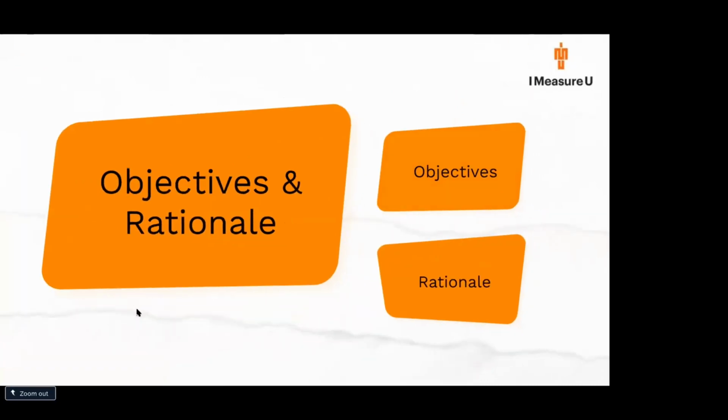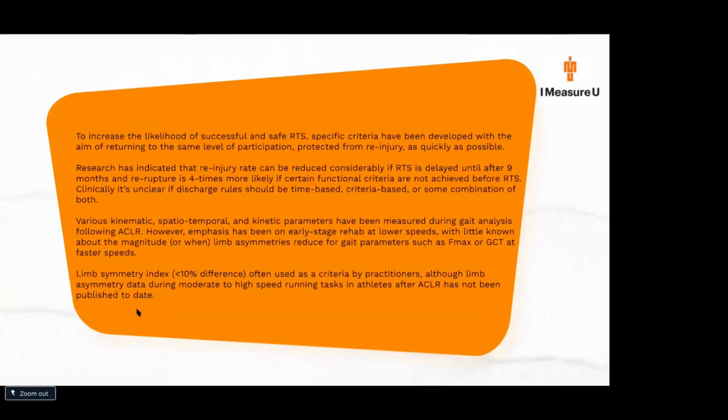In terms of the rationale behind the paper, and apologies for the wordiness of this, they set the scene by going over the reasons why return to sport criteria have been put in place, with the aim of returning the athletes to the same level of participation as they were previously, protecting from re-injury, and as quickly and as efficiently as possible. Research has indicated that re-injury can be reduced if return to sport is delayed more than 9 months.